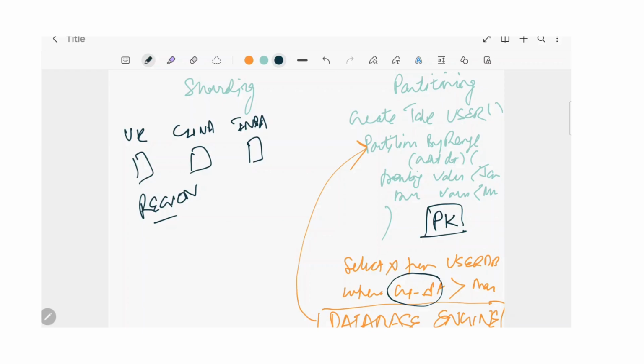We may build the routing logic on the application level or the middleware level and other things. But the concept is we have a way to determine where to send the query when we have the shards. Like when we write SQL to fetch something where region equals UK, then we already have the inbuilt logic to go to UK. That's it.